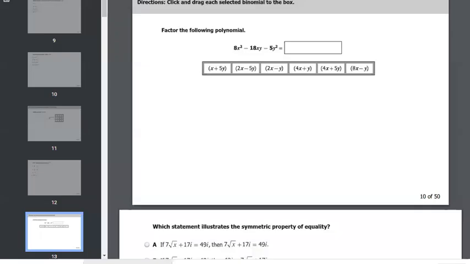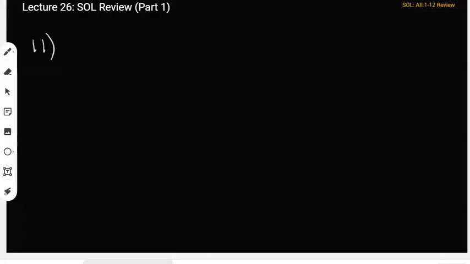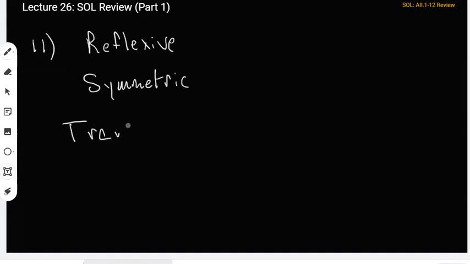Okay, so now we're getting to the last two questions we're going to do today, 11 and 12. So number 11 says, which statement illustrates the symmetric property? Symmetric property. Okay, so let me talk about the three properties of equality. You're going to have reflexive, symmetric, and transitive. And all three of these are going to be different.